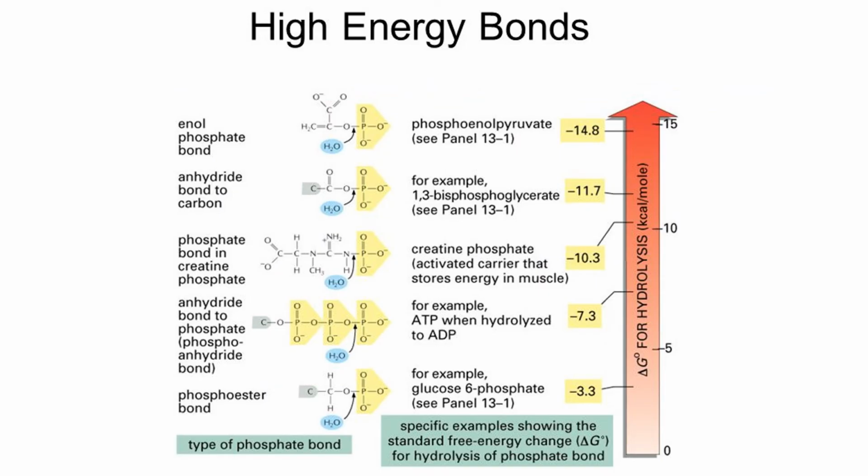High energy bonds. As the magnitude of the negative sign increases, energy content also increases. You can see here enol phosphate bond, for example in phosphoenol pyruvate, anhydride bond to carbon, for example in 1,3-bisphosphoglycerate. Actually you can see here the whole list of high energy bonds. Be thorough with it. One or two may come for the examination.